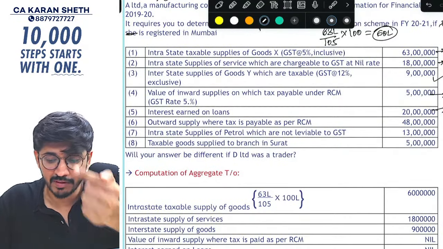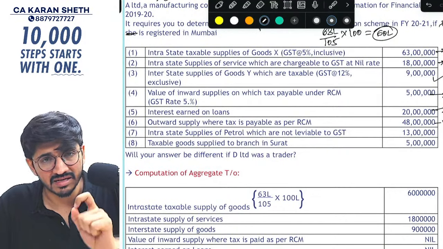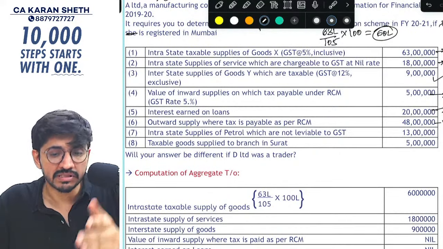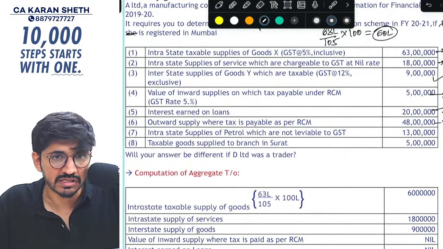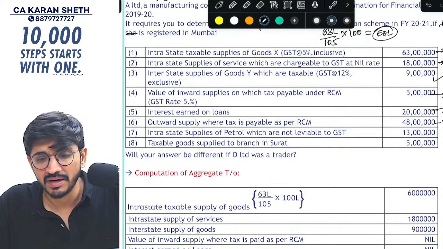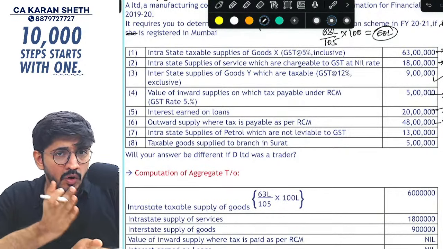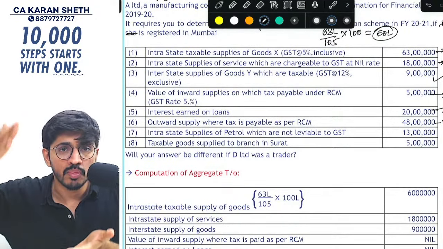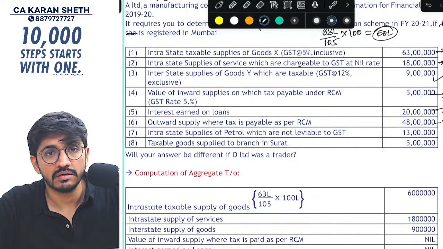Outward supply on which tax is payable as per RCM. Yes, we will take this into consideration. Please understand why. The reason is very simple, because again the focus is on outward supply, not on who pays the tax. Acha, intrastate supplies of petrol which are not leviable to GST. Understand my difference in this case? Again, this is non-taxable supply, and if you can recollect in 10.2, it is said that if you take the composition scheme, you cannot go ahead and do non-taxable supplies. You cannot do it.